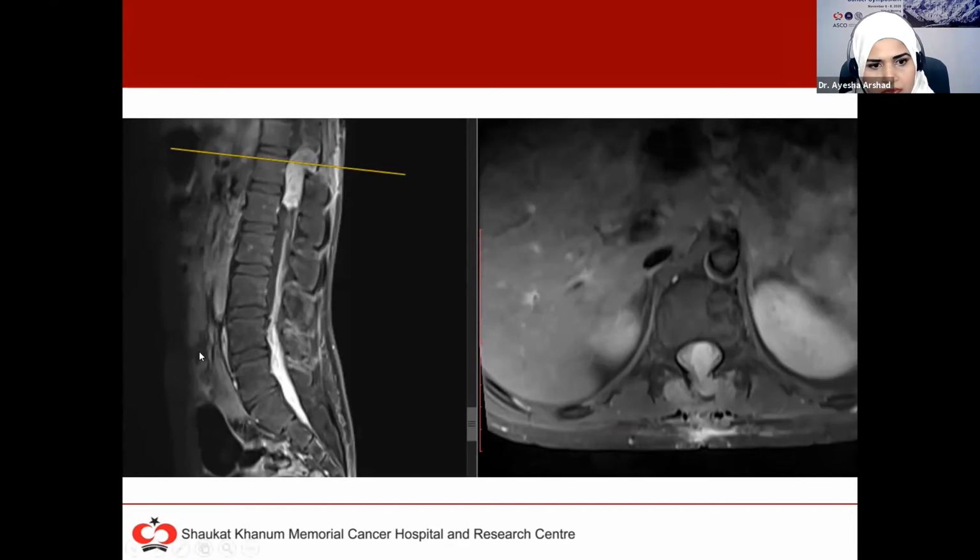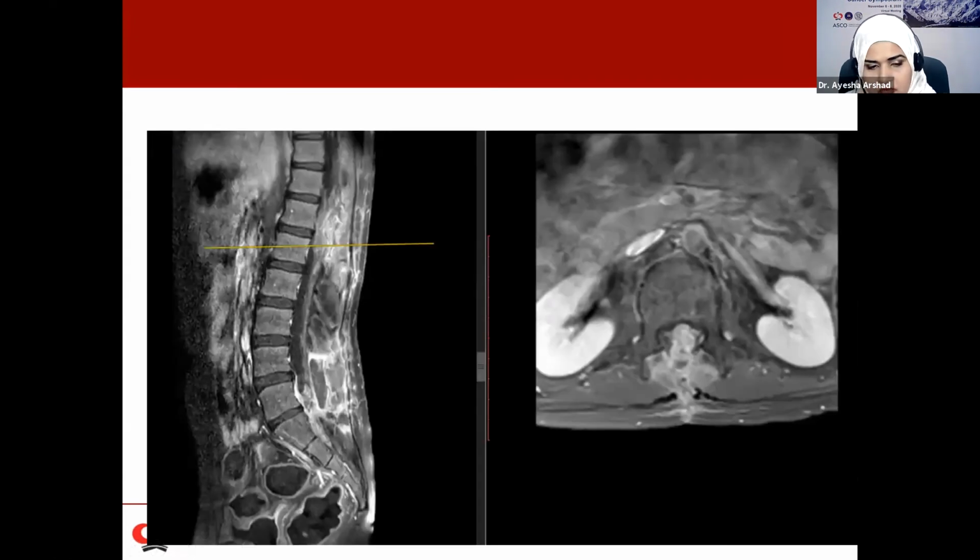However, we did try to resect the lumbosacral component, and this is what we got post-operatively. We can see there is a sizable reduction in the size of the lumbosacral component. The herniation has been decompressed. There is no sharp kink there.